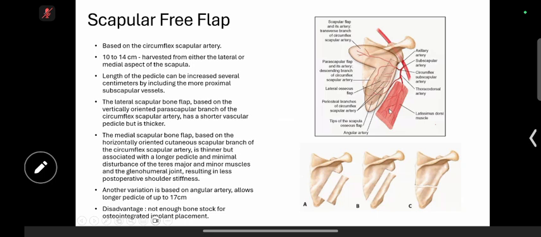The medial scapular bone flap is based on the horizontally oriented cutaneous scapular branch of the circumflex scapular artery. It is thinner but associated with a longer pedicle and minimal disturbance of the teres major and minor muscles and the glenohumeral joint, resulting in less post-operative shoulder stiffness. Another variation is based on the angular artery, which allows a longer pedicle up to 17 centimeters. The disadvantage of this flap is not enough bone stock for osseointegrated implant placement.